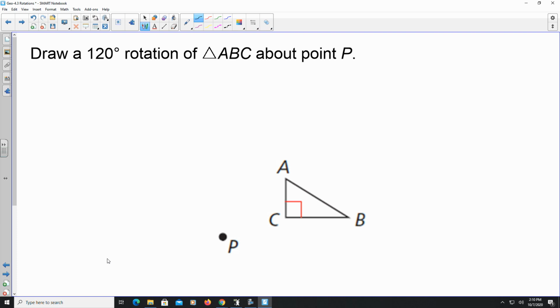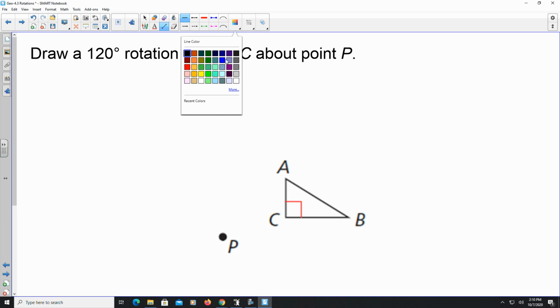So what we're going to do here, they want us to draw a 120-degree rotation of triangle ABC about point P. The first thing you're going to do when it comes to a rotation like this, where there's no coordinate plane, is start by picking one of the three vertices. So I'm going to choose A.